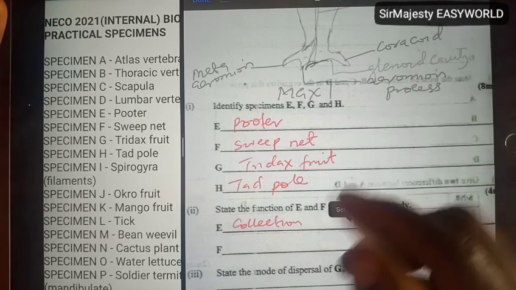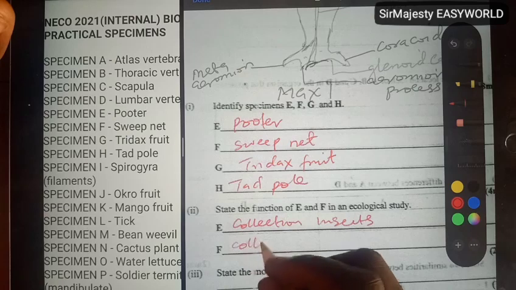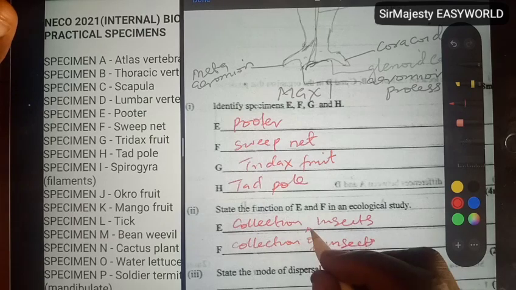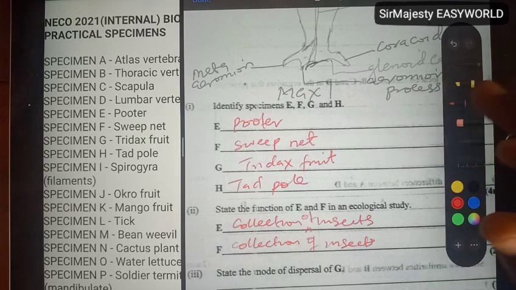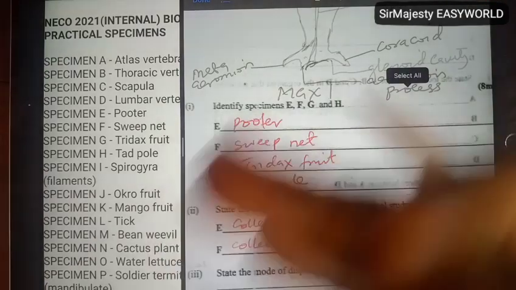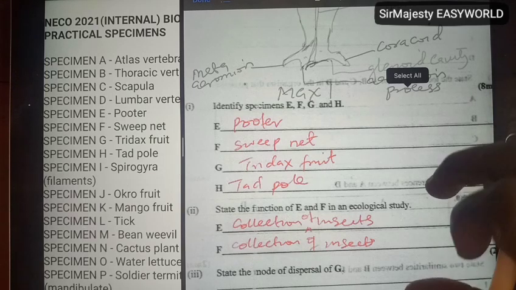Collection of insects. This one is also for collection of insects. So the difference here is that the putter is actually used to collect very small sized insects like ants. You use it to suck in the insects. The putter works like an aspirator, but the sweep net is used to collect many of them, like if you want to collect crayfish from water. But both are used for collection of insects.